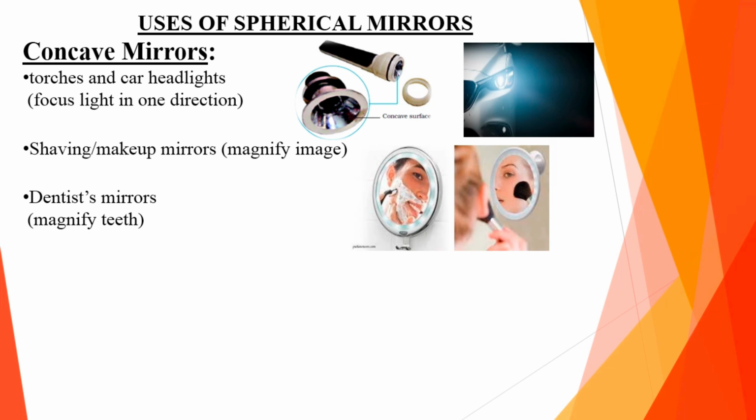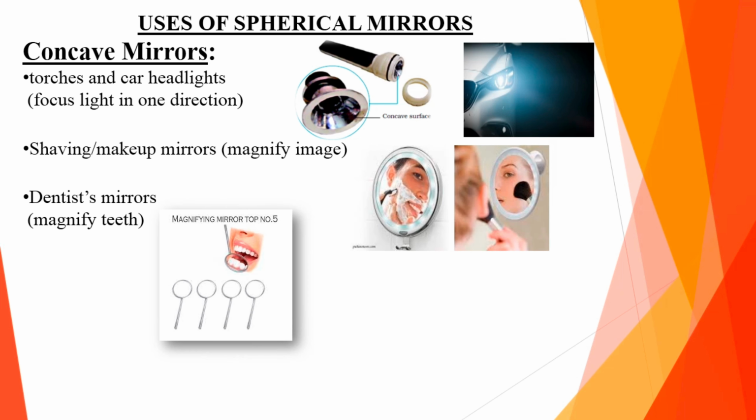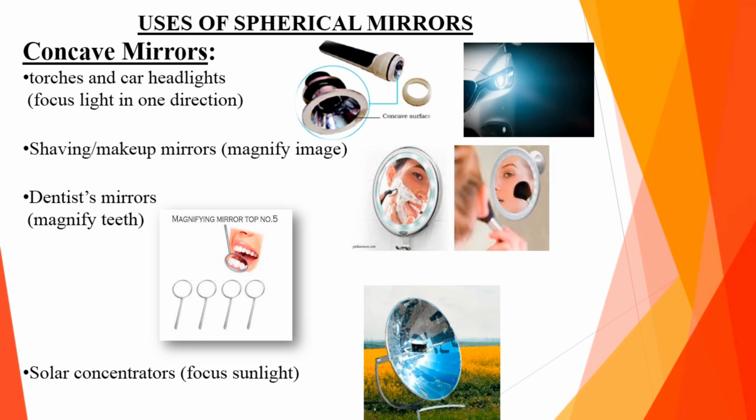Dentist mirror. Dentists use small concave mirrors to get a magnified view of the teeth. The mirror produces magnified and clear images of the teeth, making it easier to see details. Next is solar concentrators. Concave mirrors focus sunlight onto a small area to generate heat or energy. Sunlight rays parallel to the principal axis are focused at the mirror's focal point, heating up the spot intensely.